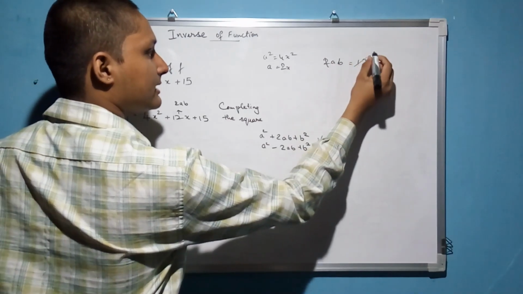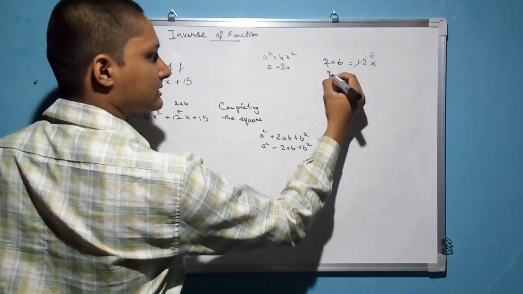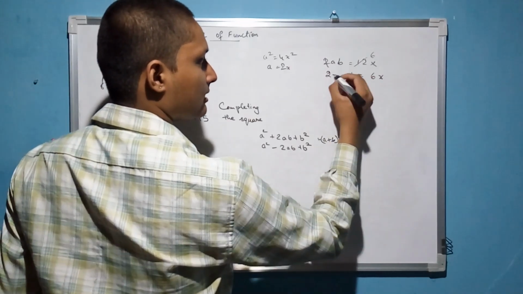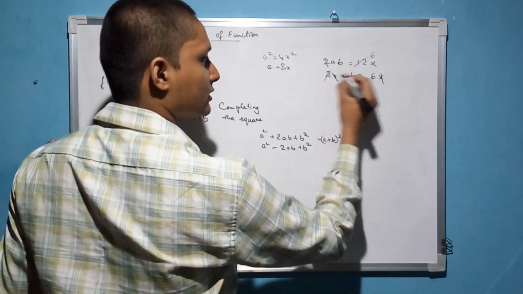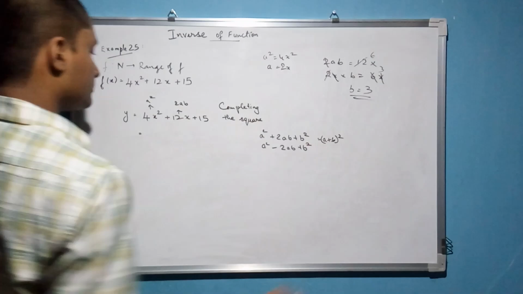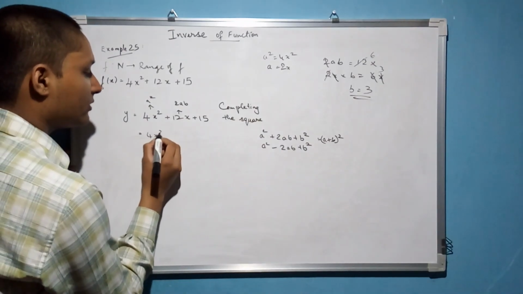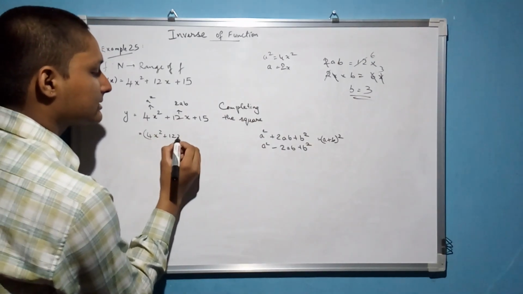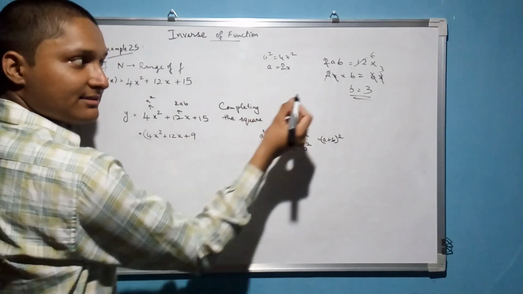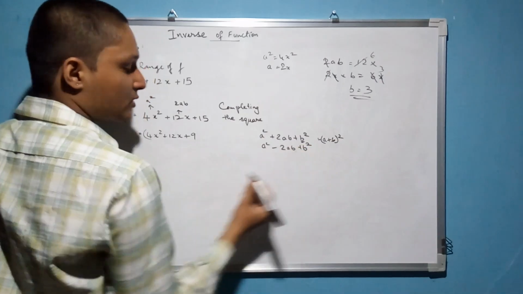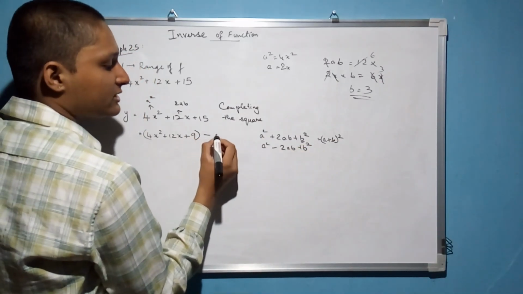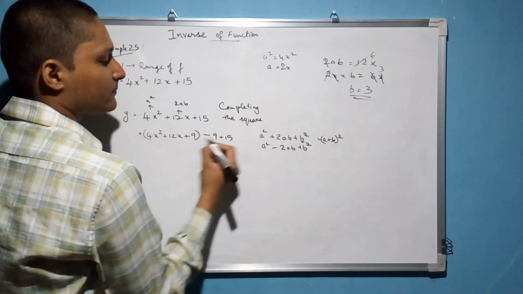2 and 12 will get 6. A is 2x. 2x into b is equal to 6x. x and x are going to be cancelled, 2 and 3. Therefore, b is equal to 3. So I need to write this as 4x square plus 12x plus 9. 9, I mean 3 square here, because I want a b square term. This comes to be 9. I have added 9, so I need to subtract 9 here plus 15.